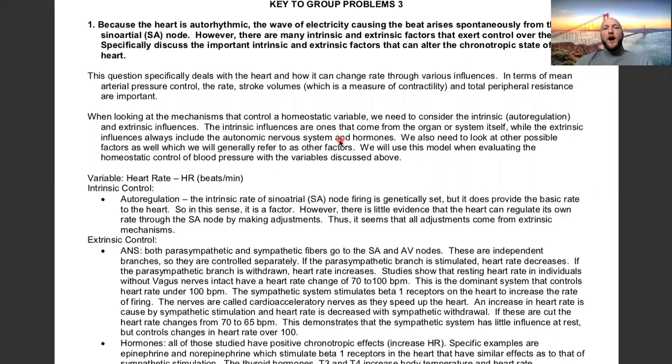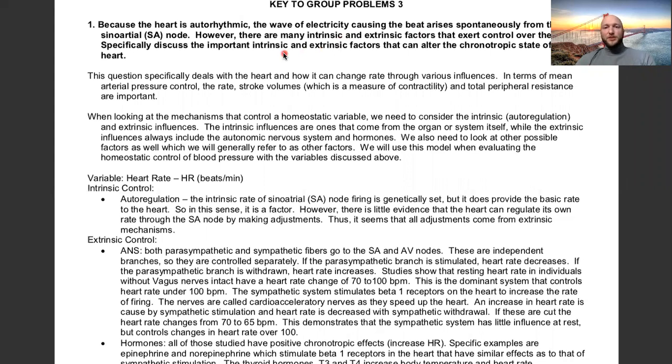Because the heart is autorhythmic, so break that word down, autorhythmic, it's got its own rhythm, the wave of electricity causing the beat arises spontaneously from the SA node. This is a bonus question: how does that wave of electricity move from one cardiac muscle cell to the next cardiac muscle cell? There are direct cytoplasmic connections via gap junctions in something called the intercalated discs, which are found between different cardiac muscle cells.